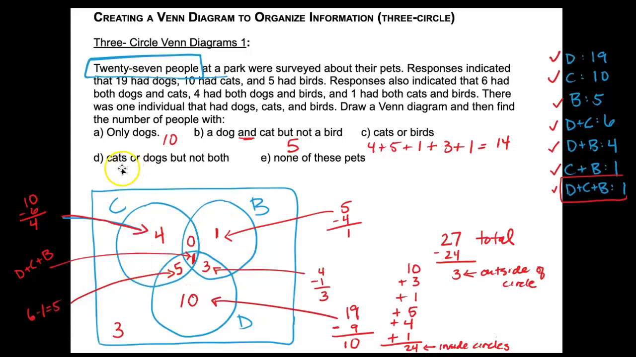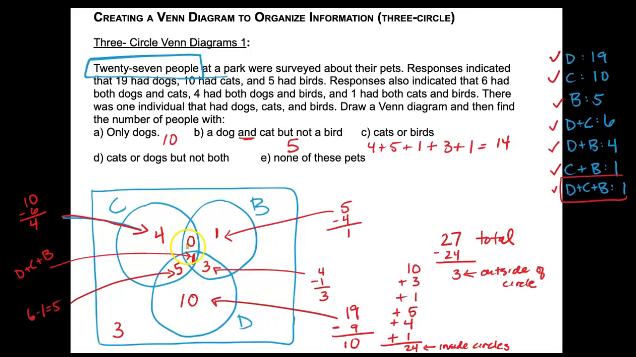And for the next one, how many people like cats or dogs, but not both? So this one, I'm going to look at the cat circle. I'm basically just going to avoid the part where the cat and the dog circle overlap. We're going to go down below here.